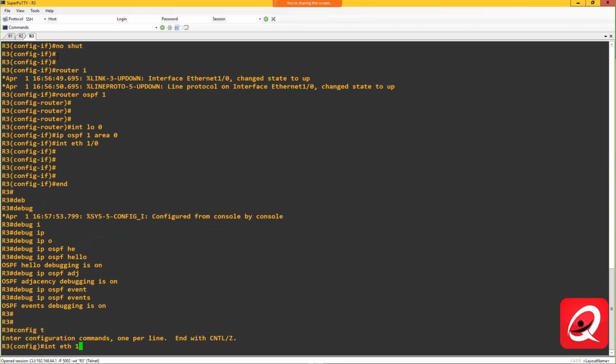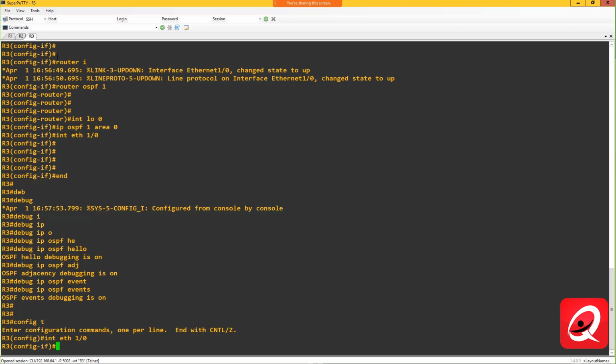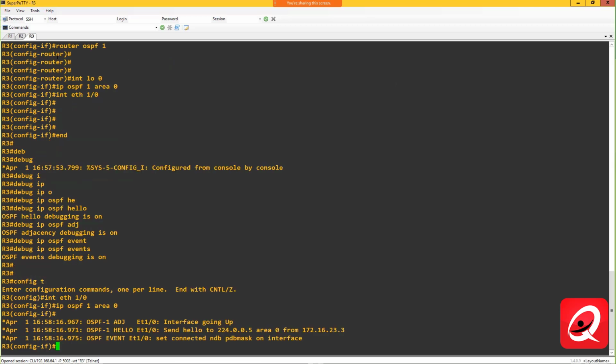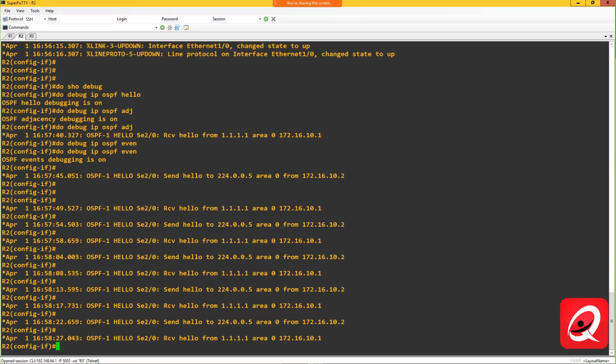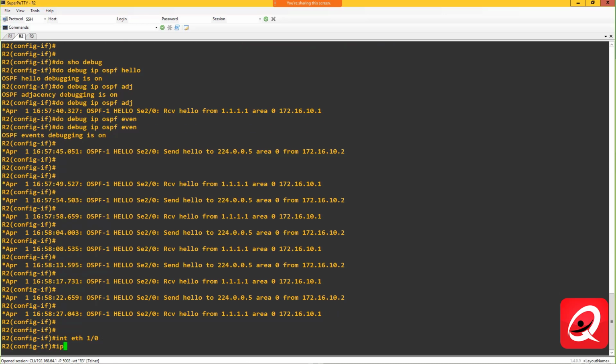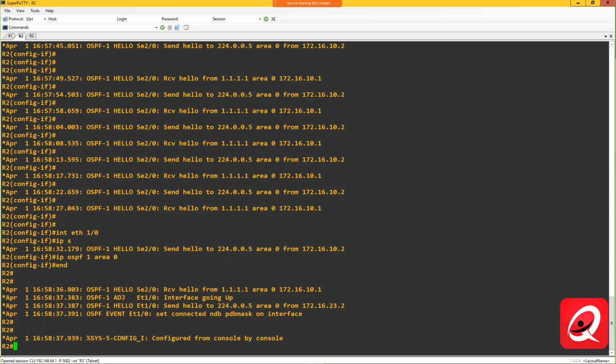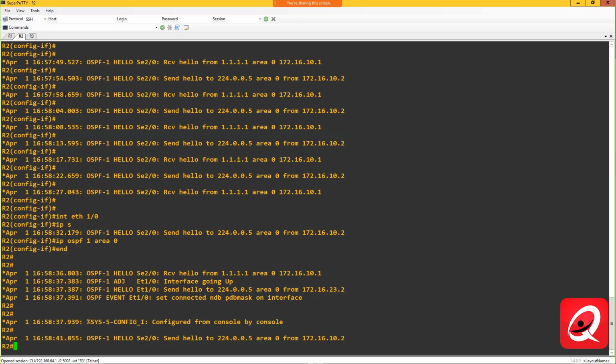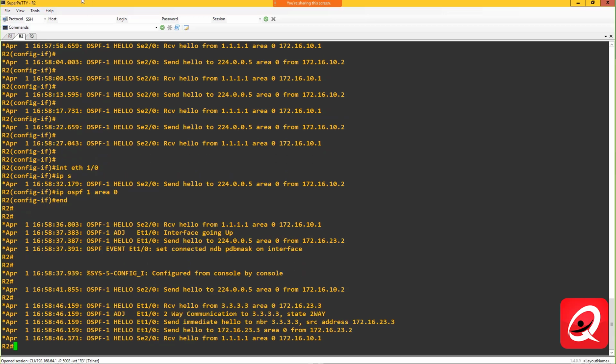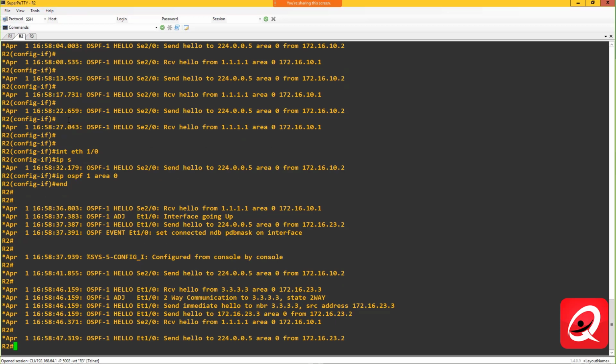So now I'm going to go into interface Ethernet 1.0, and I'm going to run the command IP OSPF 1 area 0. And obviously in this case now I should start to see that OSPF is going to start communicating over that particular link. I sent a hello. I haven't received one because I have to do it on the other side here. Interface Ethernet 1.0 IP OSPF 1 area 0. So I should start to see quite a bit of information being passed back and forth between these peers. Sending a hello out of serial, sending hello out of Ethernet. There we go. Received a hello.